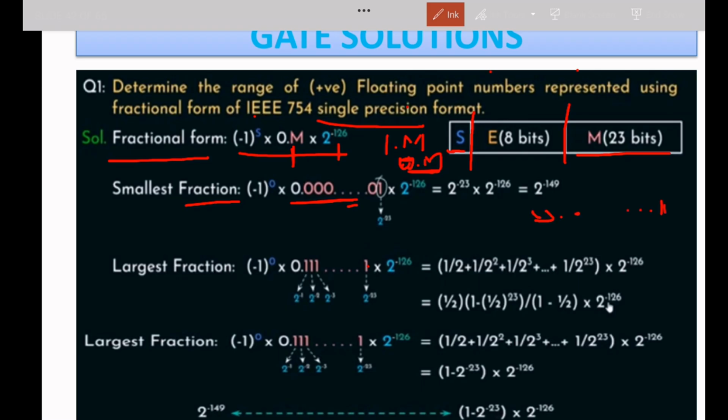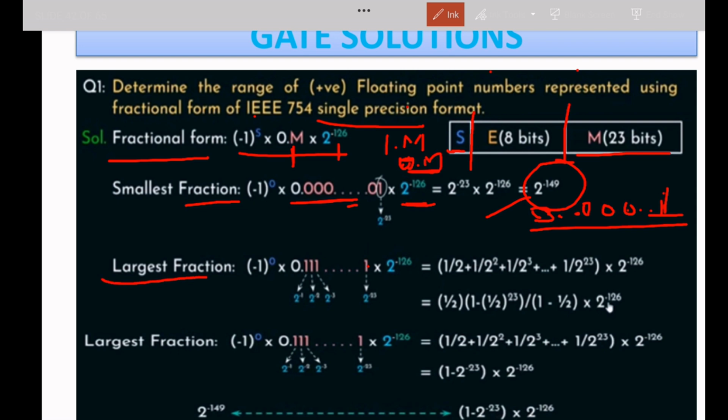0.00000 at last 1. So this is the smallest fraction. Okay. After 0, there are many 0s. And at last 1 means this is the smallest fraction. So I am writing 1 at last and 2 into 2 to the power minus 126. If you calculate, you will get the exact answer, that is 2 to the power minus 149. This is the smallest fraction.